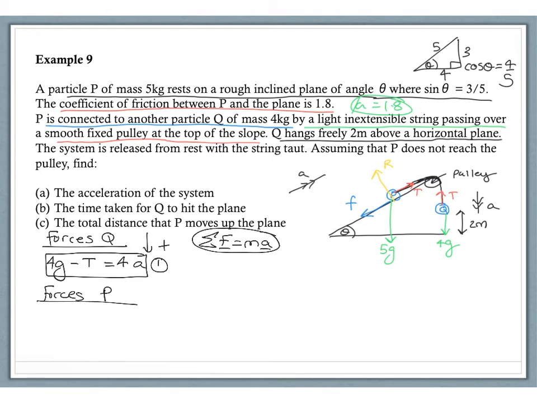Now, what we haven't done is to resolve the weight into 2 components. This angle here is theta. So we have 5g sine theta, opposite theta, and we have 5g cos theta, adjacent to theta. Let's look at the forces in a perpendicular direction to the slope. So perpendicular to the slope, there is no movement. Forces are balanced, there's no acceleration, R must be equal to 5g cos theta.